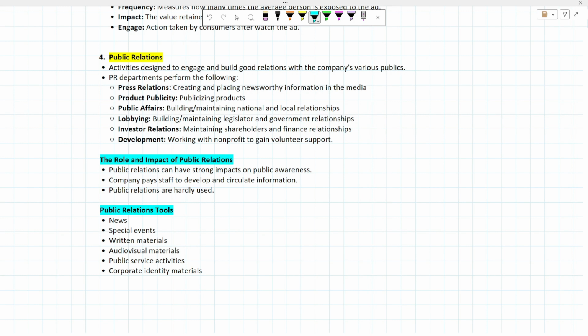So, public relations tools. These are the tools that PR departments may use, such as the news. They may hold a special event. They may have written materials, audiovisual materials such as videos, public service activities, and corporate identity materials.